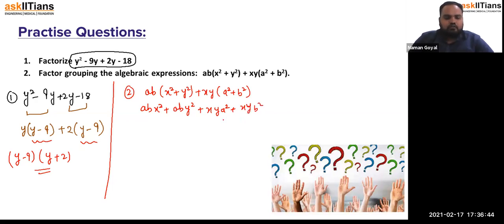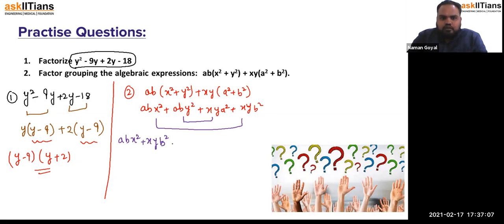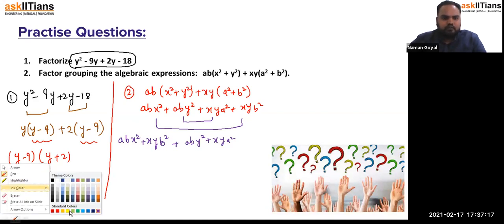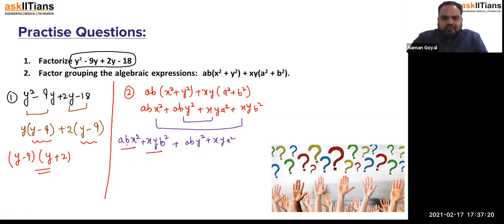So what I do now, here we have four terms. So I have to take two at one time and two at one time. So I'm going to take these two terms on one side and these two terms on the other side. So I just club ab x square with xyb square. Okay. And aby square with xya square, right? So if I do this, what can I take common? Now in these two terms, x is with both, b is with both. So we can take bx common. So if I take bx common, then the thing which is left is ax, right?